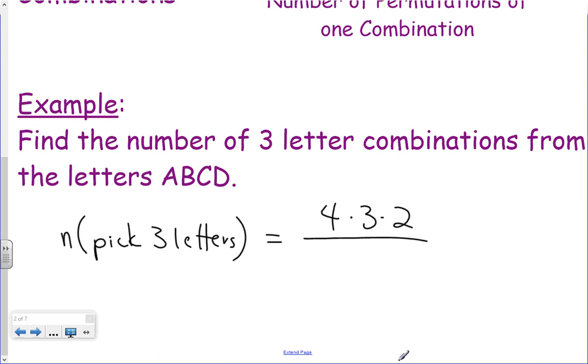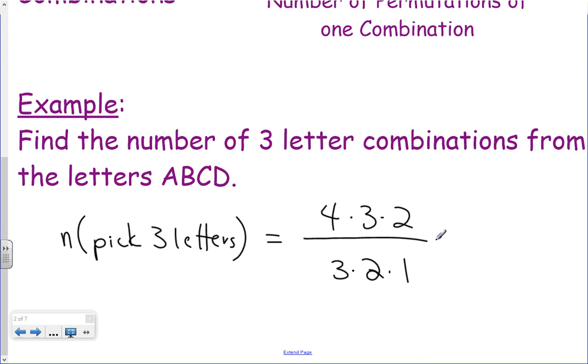I'm going to divide out of there the number of ways of permuting or arranging those 3 letters that I picked. So of the 3 letters that I picked, there's 3 choices for the first letter. There are 2 choices for the second letter. And there's only 1 choice for the third letter when I rearrange those 3 letters. So I'm dividing out those arrangements there.